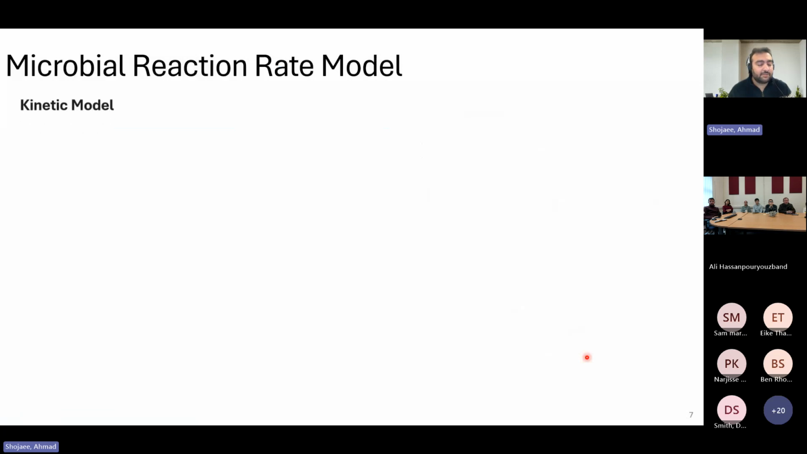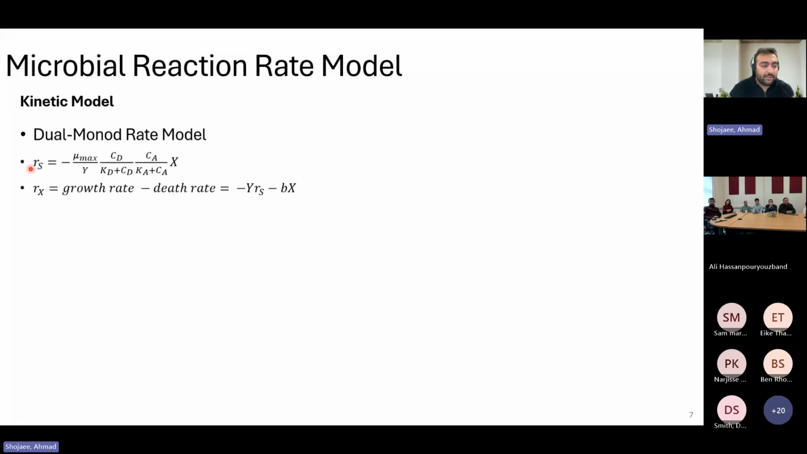The rate model that we have used for microbial reactions is the dual Monod rate model. In the dual Monod rate model, the rate of reaction, the rate of hydrogen consumption, is a function of a specific growth rate, which is unique for each metabolism. It has a number for methanogenesis, acetogenesis, or sulfate reduction. Y is the yield coefficient, a kind of stoichiometric factor which relates the catabolic reaction with the anabolic reaction. The rate of reaction is a function of concentration. D is for electron donor, A is for electron acceptor. In the context of hydrogen storage and microbial reaction for hydrogen, the electron donor is always hydrogen, and the electron acceptor, for example, in methanogenesis, is bicarbonate, or in sulfate reduction, it is sulfate.